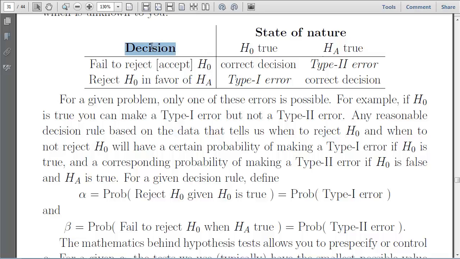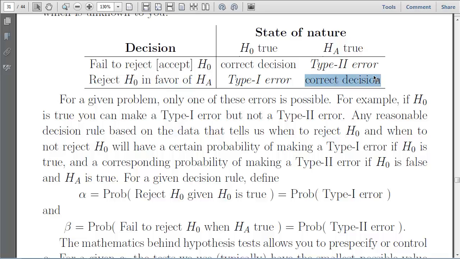And then when we conduct our hypothesis test, we either fail to reject the null, which is that the data were consistent with the null hypothesis, or we reject the null, which indicates the data supported the alternative hypothesis. The body of this table indicates what happens. If the state of nature was actually that the null hypothesis was true, and we failed to reject it, then we made the correct decision. Wonderful. If the alternative was true, and we rejected the null, then we also made a correct decision.